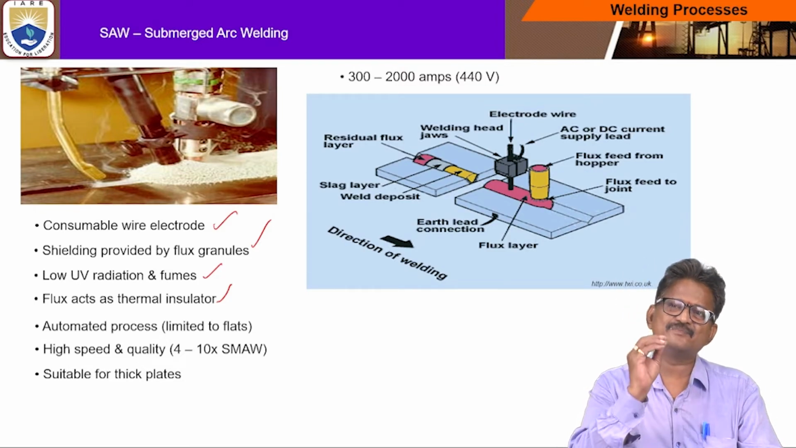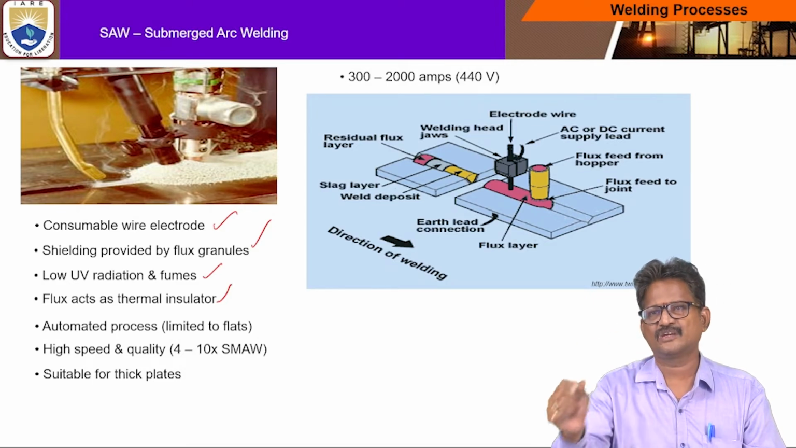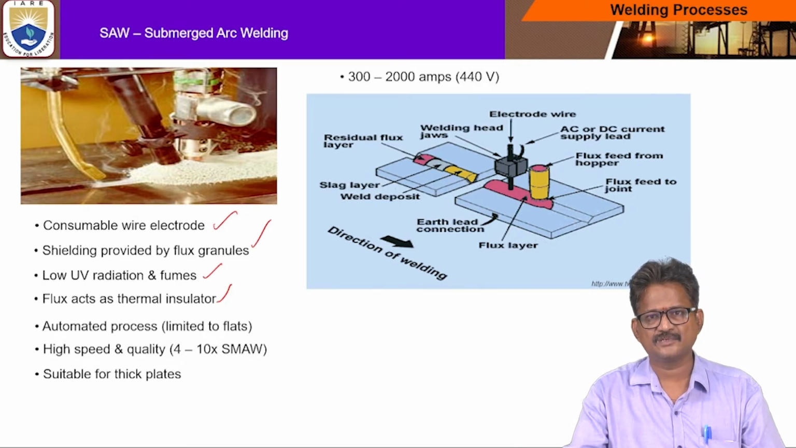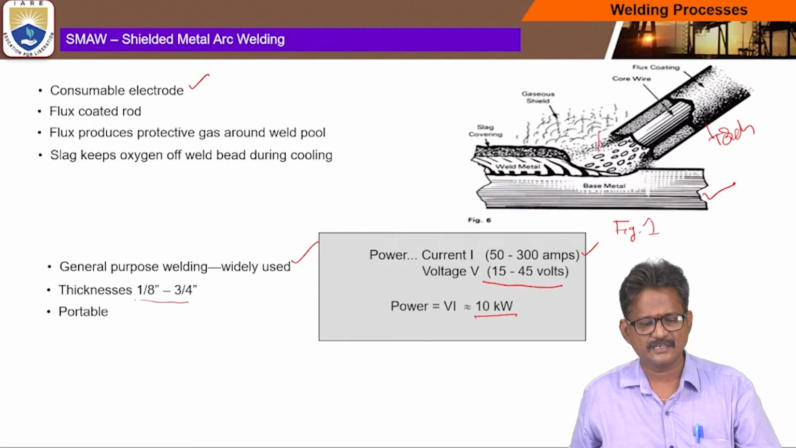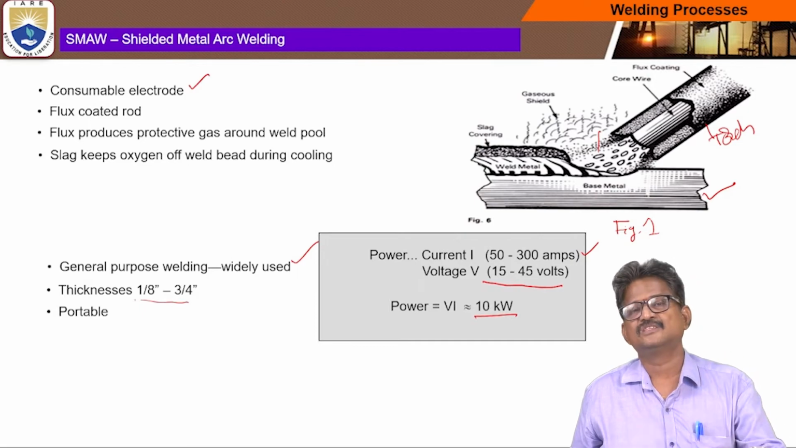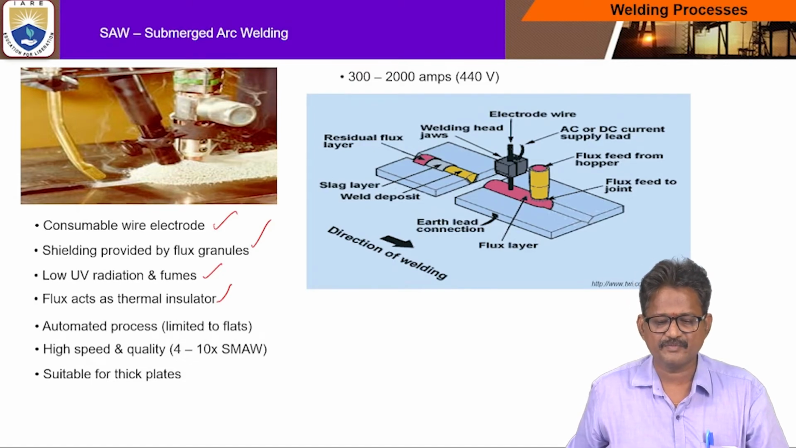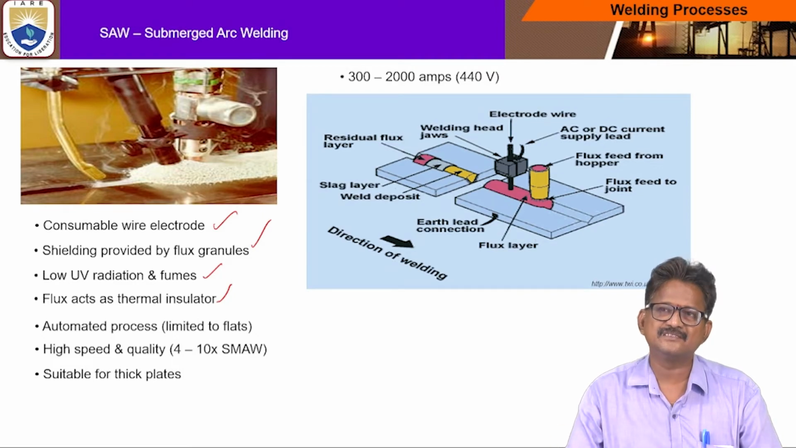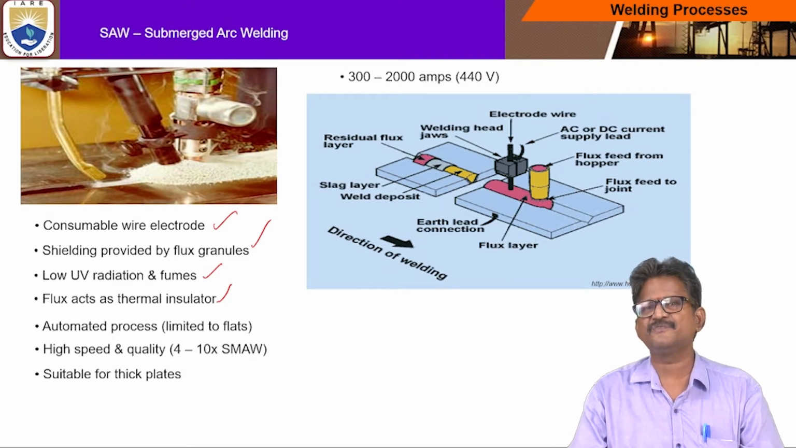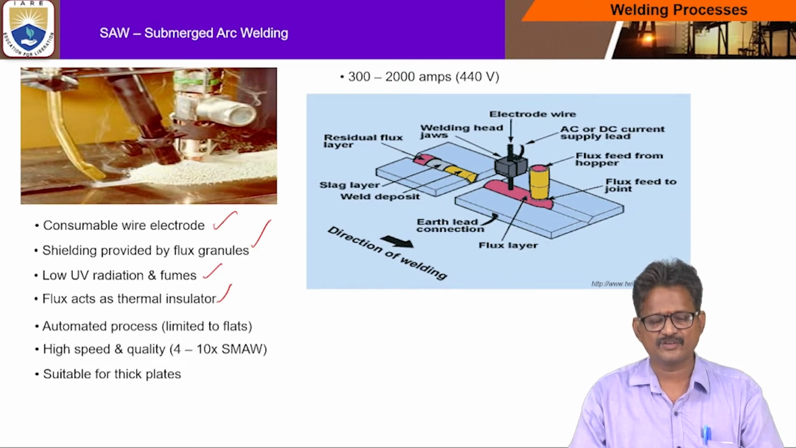Submerged arc welding is mostly preferred for thick plates only. As studied previously, a thickness of 1/8 inch to 3/4 inch can be used for this process. Here the voltage is 440 volts, which is the industry power, and a 3-phase supply is required. A current of 300 to 2000 amperes is used for performing the submerged arc welding process.